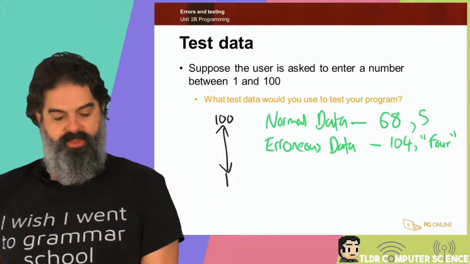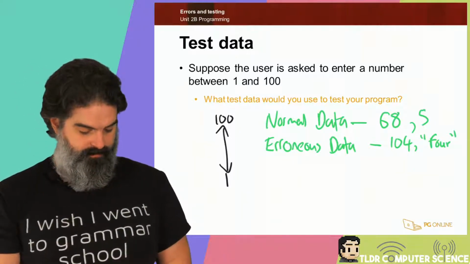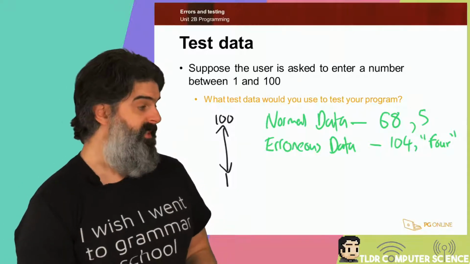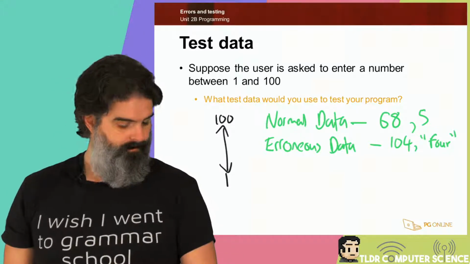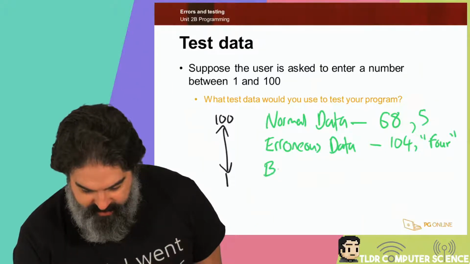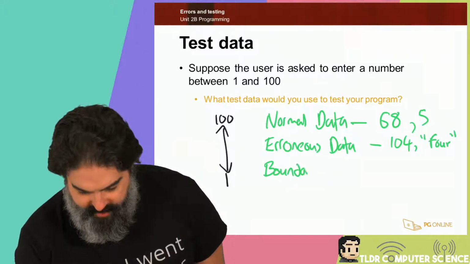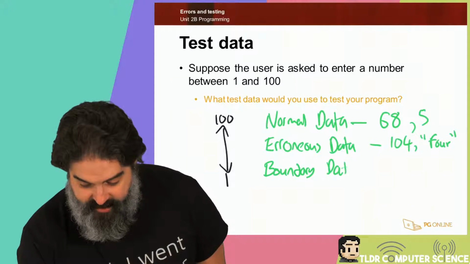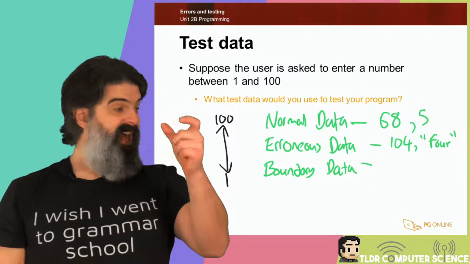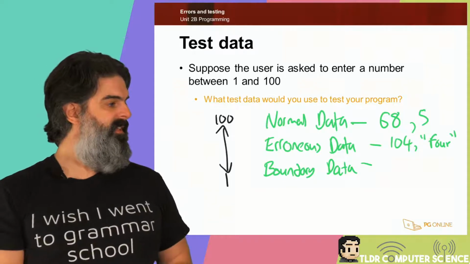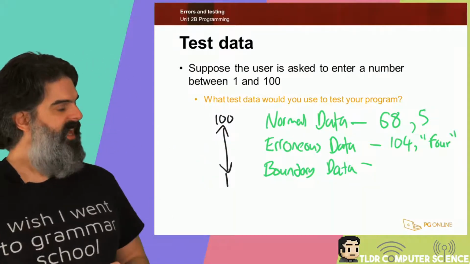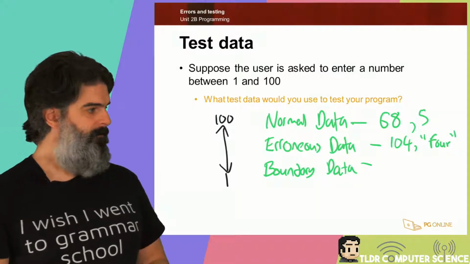Anybody remember what the third type of data was? Anybody know what the third type of data is? Boundary data, exactly right. Borderline or boundary data. Now, boundary data is actually a very important test. It tests on the edge of where it's still valid. So in this case, what number should I use to test the boundary?